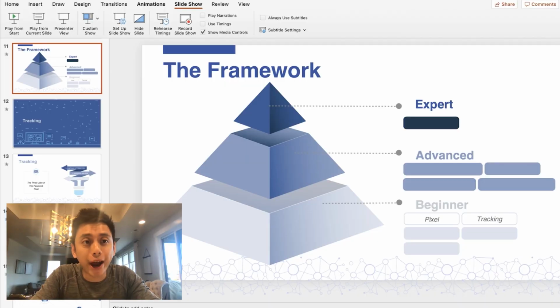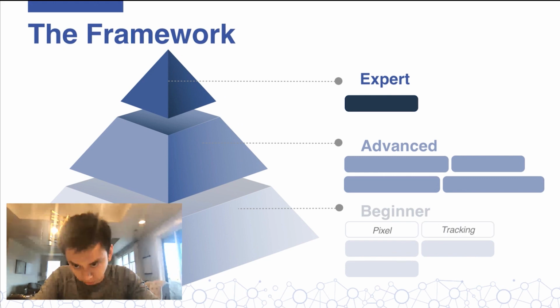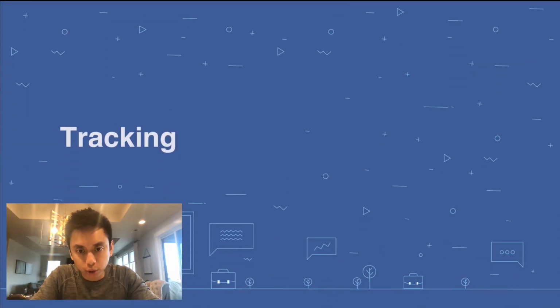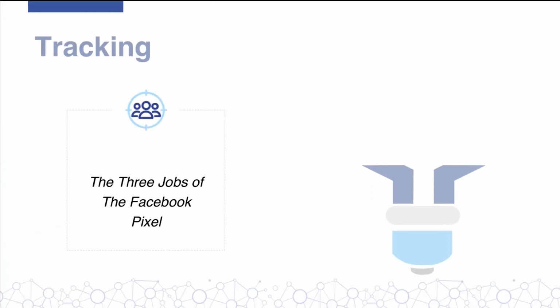Let's talk about tracking next. Now, when it comes to tracking, what we need to understand is that the whole purpose of us installing the pixel was so that we can track. What are we tracking? And what are the 3 jobs of Facebook pixels?